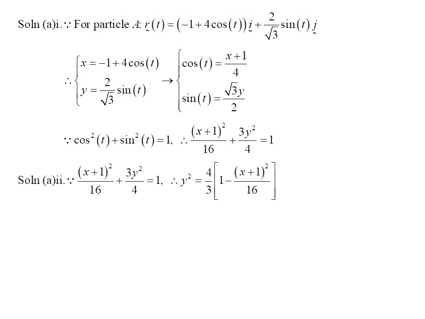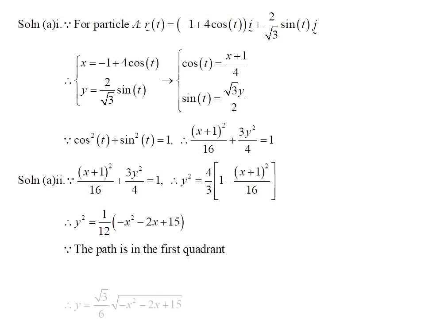Based on the Cartesian equation just established from section 1, the equation is transformed to make y squared the subject. After simplifying it, we have the expression y squared equals (negative x² minus 2x plus 15) over 12. Since the path is in the first quadrant, we have y equals root 3 multiplied by the square root of negative x² minus 2x plus 15, all over 6.